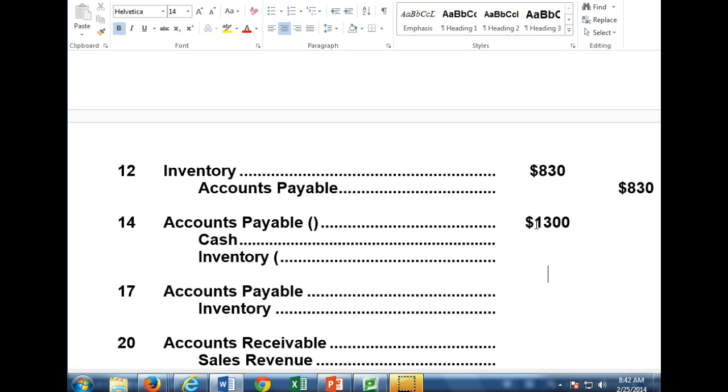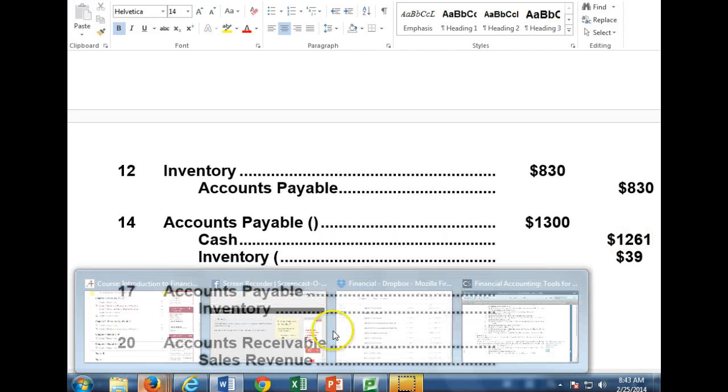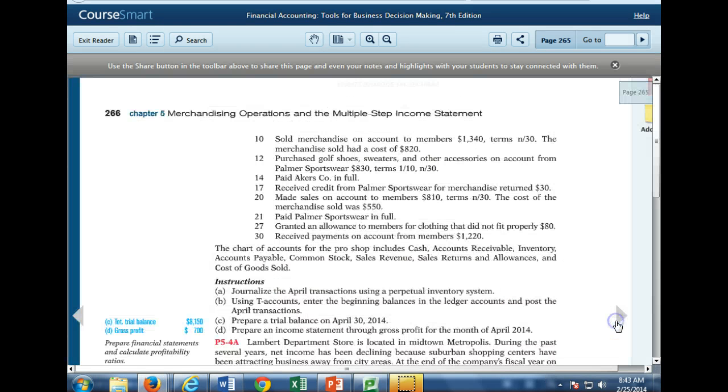And how much do we pay? What is the discount we took advantage of? We took advantage of a 3% discount, which was how much? $39. So how much did we ultimately pay him? $1,261. Does that make sense? Next one. Can you go back over? Sure.